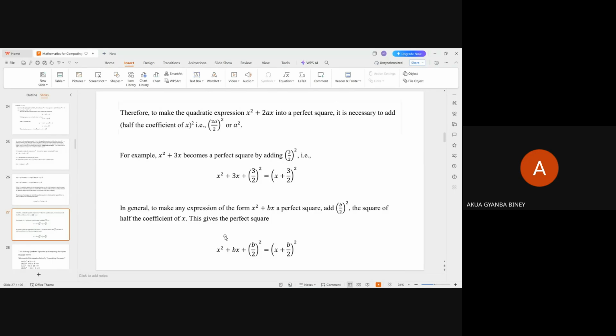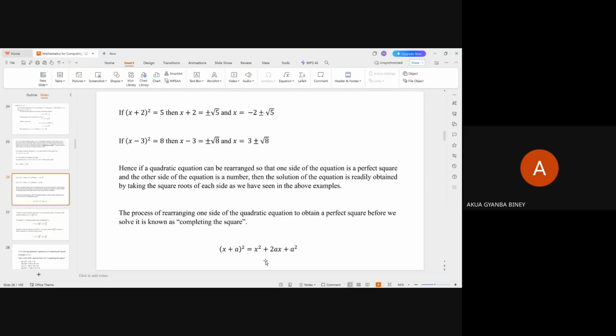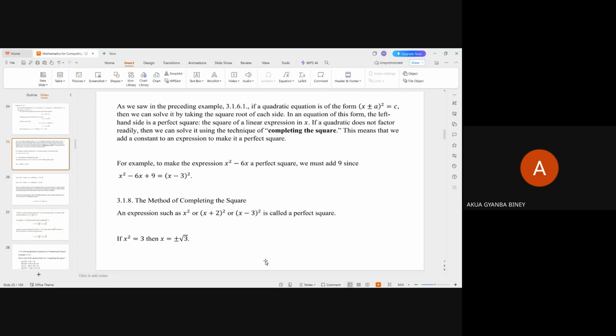So like we've been doing, in general, to make any expression of the form x squared plus bx into a perfect square, add b over 2 all squared, which is the square of half of the coefficient of x. Add it to it, and then you have your perfect square. So now I want to go back a little.